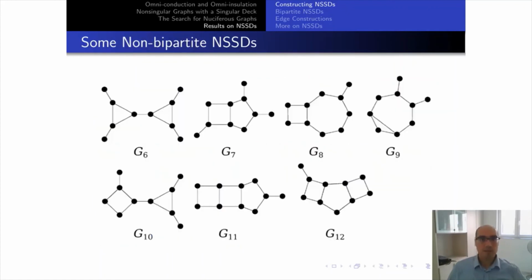These are examples of non-bipartite NSSDs. They have quite a few vertices. Note also that these NSSDs are simple, which we call molecular NSSDs when they are simple, because they represent some ipso-omni insulator. Also, these graphs are all chemical.